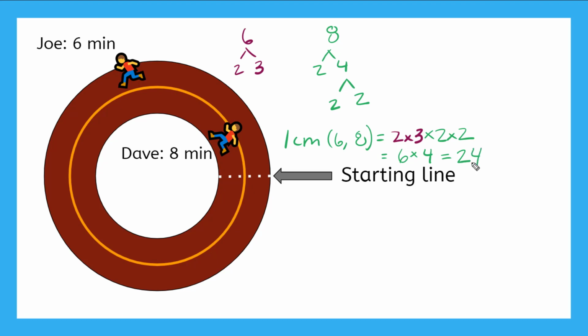24. So what does that 24 really mean? That means 24 minutes is how long Dave and Joe have to run around this track until they both pass at the starting place again. So we've used the least common multiple of 6 and 8 to figure out when Joe and Dave will be in the same place again.